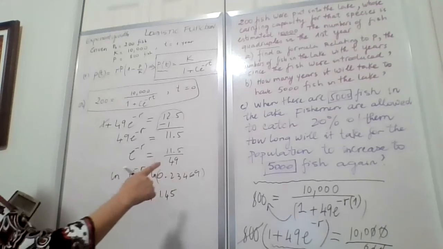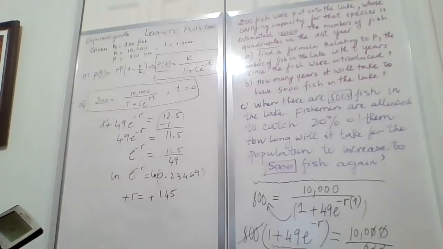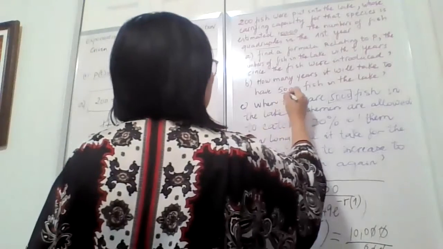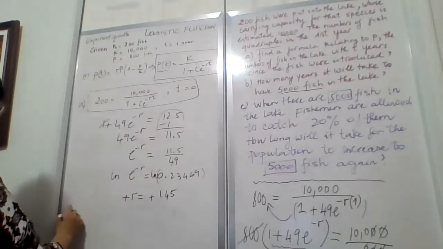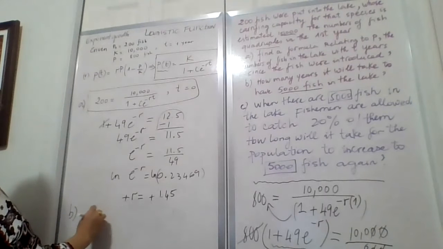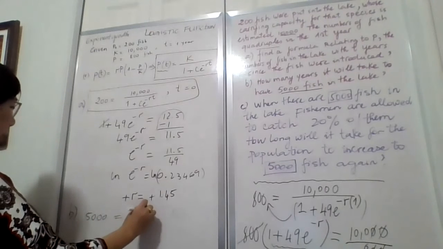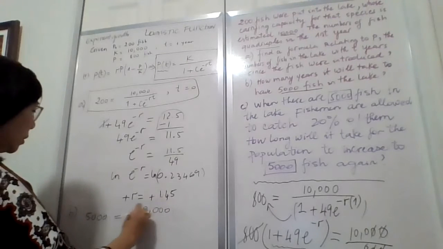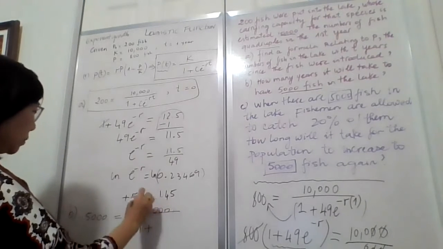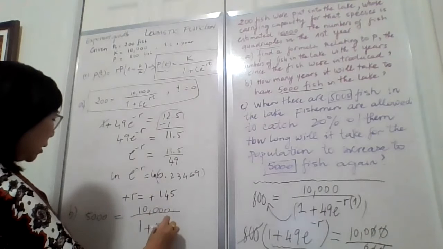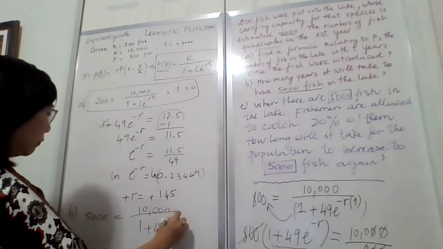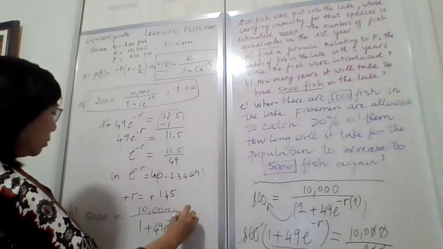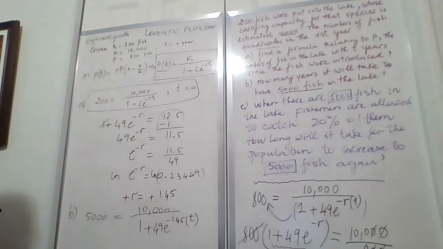So now we're going to figure out how many years it would take to have 5,000 fish in the lake. 5,000 fish, we want that. So our B answer will be 5,000 equals 10,000, following the formula, divided by 1 plus 49 e to the minus r, and we know r now is 1.45. Time is t, we want to know t.